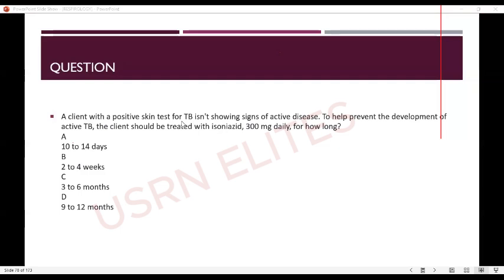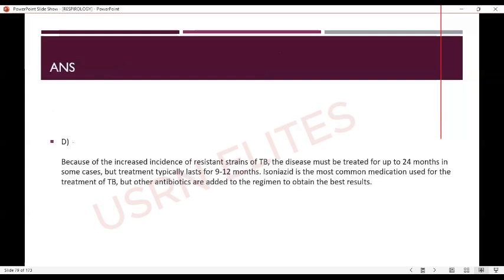A, B, C, D. B, 2 to 4 weeks. Okay, the answer is D, because of the increased incidence of the resistant strains of TB, the disease must be treated for up to 24 months. Okay, 24 months in some cases, but treatment typically lasts for 9 to 12 months.